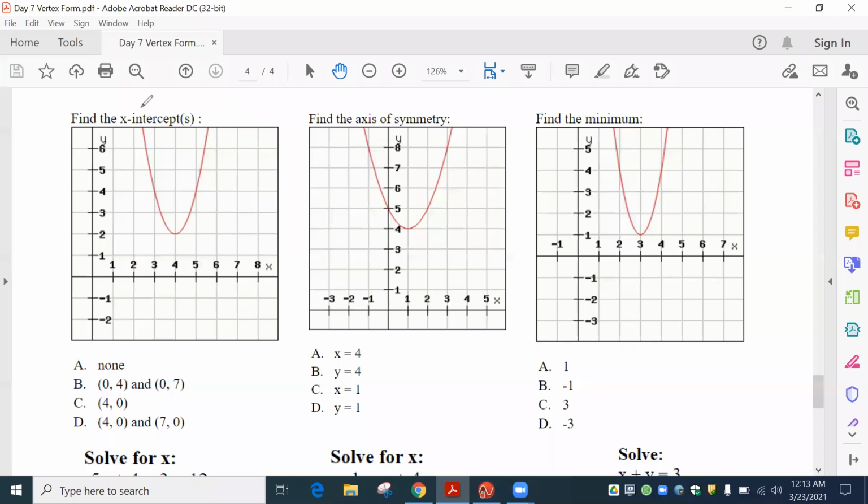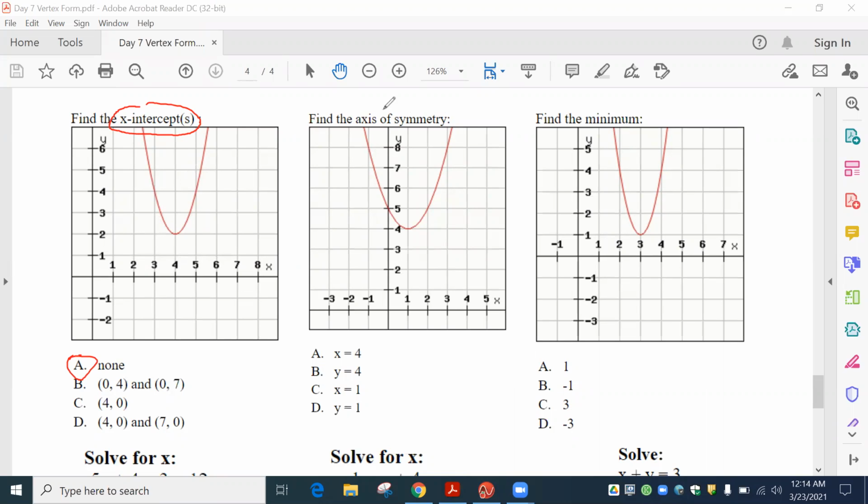X-intercept again. So x-intercept is where it crosses the x-axis. This never touches the x-axis. So it's none. I had some kids today that were real frustrated with this. And they're like, well, how am I going to learn what this is if it never touches? Which was true. I had too many of these today that didn't touch. But we want to make sure you understand sometimes it doesn't touch and there are no x-intercepts.